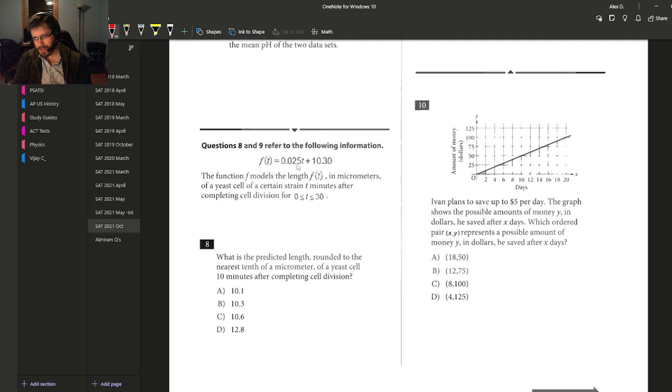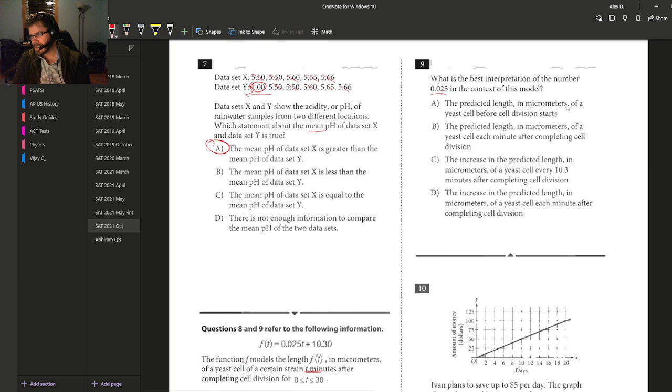So we've been given this linear function, predicted length to the nearest tenth, at 10 minutes. If t is in minutes, t minutes, there it is. Just plug 10 in, move the decimal over: 1.25 plus 10.3 is 10.55. So C.